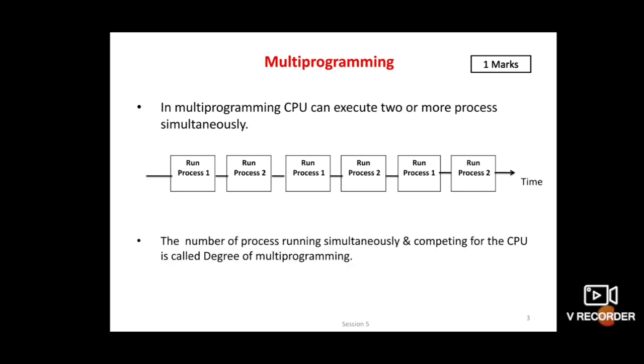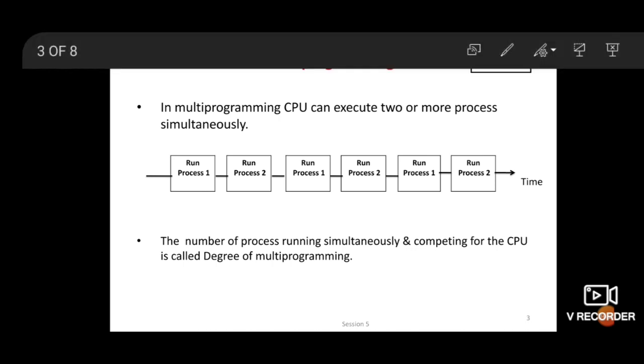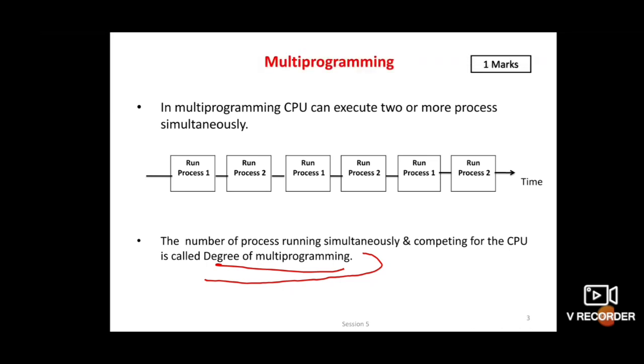Now, degree of multiprogramming. This is also asked for 1 mark. The number of processes running simultaneously and competing for the CPU is called the degree of multiprogramming. Degree of multiprogramming means the number of processes. In very simple words, when we have multiple programs at a time, just count the number of programs and that will be the degree of multiprogramming.